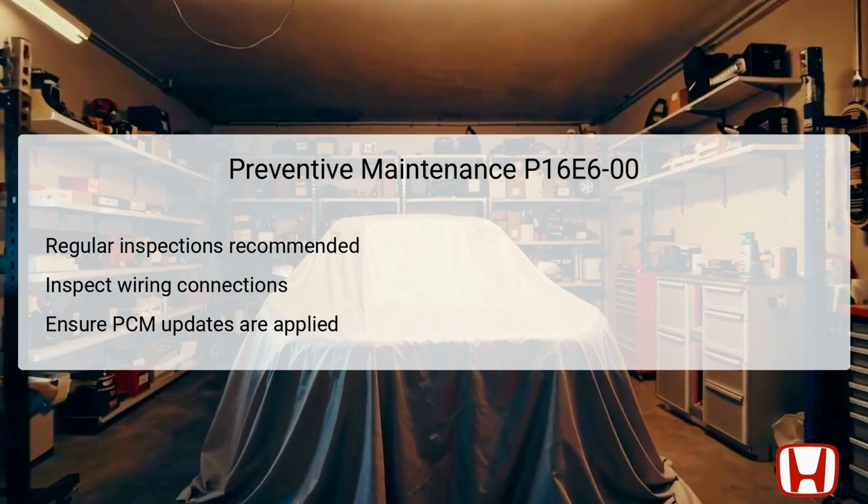To prevent the occurrence of DTC P16E6-00 in the future, regular preventive maintenance is advised. Technicians should conduct routine inspections of the transmission range switch and its associated wiring connections. This proactive approach helps catch potential problems early before they escalate into serious issues.